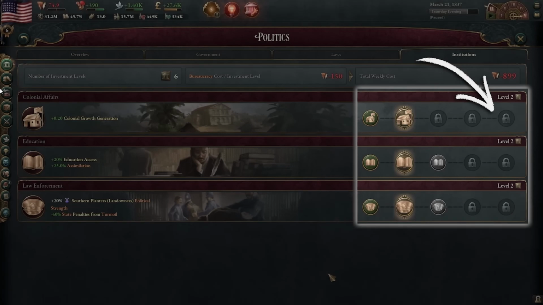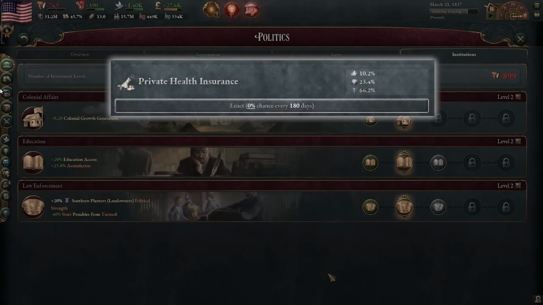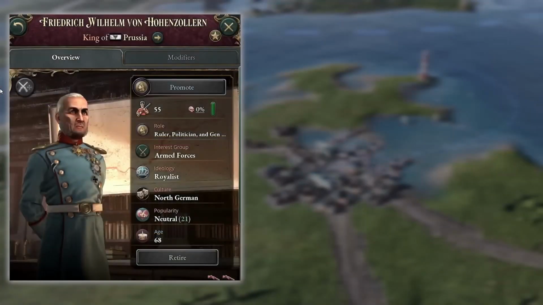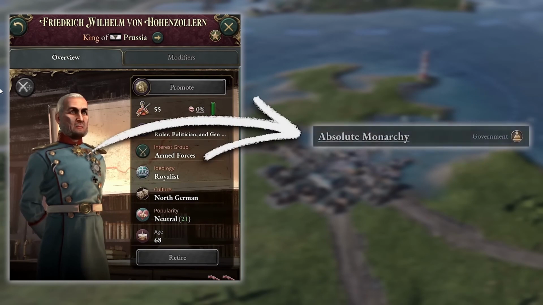The specific effects of the institution are determined by the law passed as well. For example, private healthcare provides a reduction in mortality based on wealth, while public healthcare provides a reduction in mortality regardless of wealth. But what if you want to personally exercise your power as a ruler without using laws or policies? That's where authority comes in.